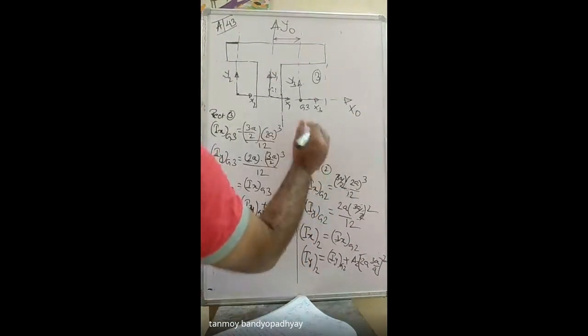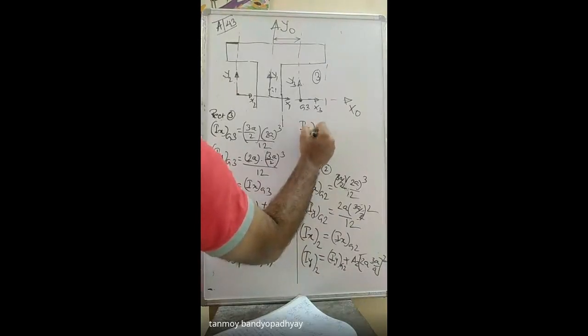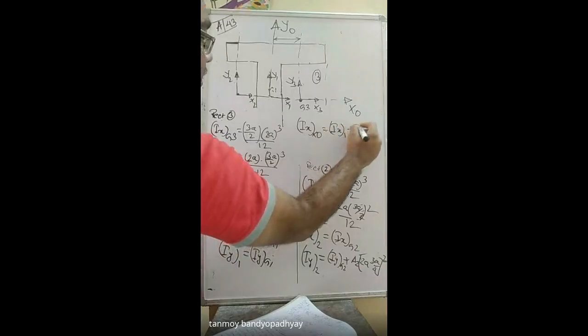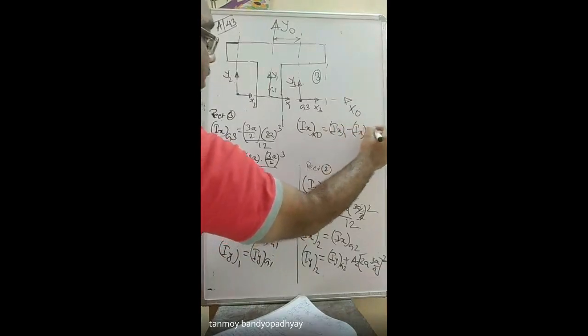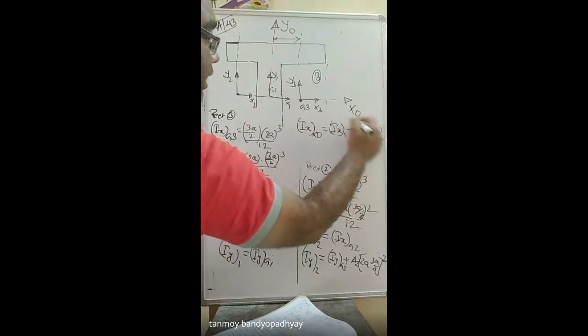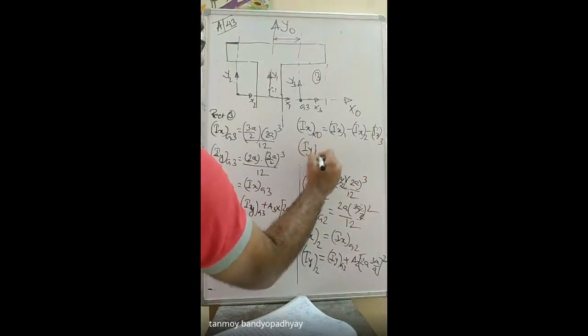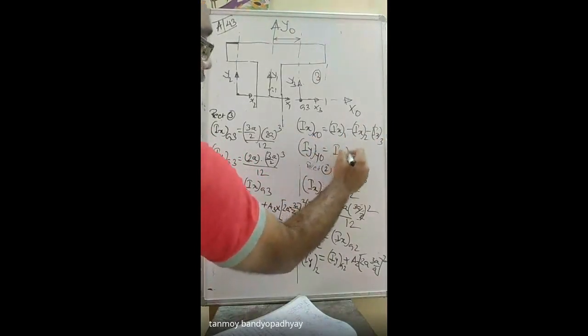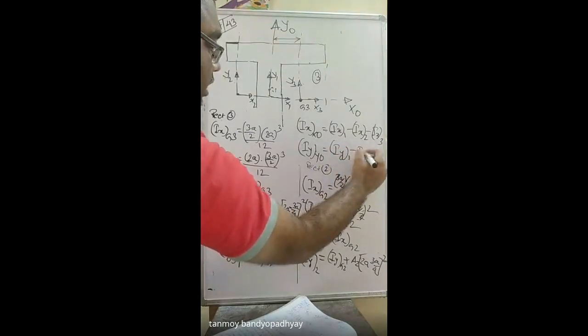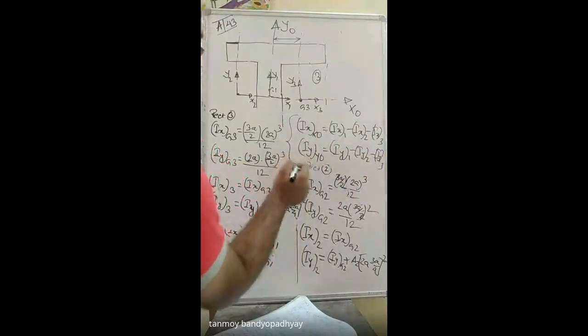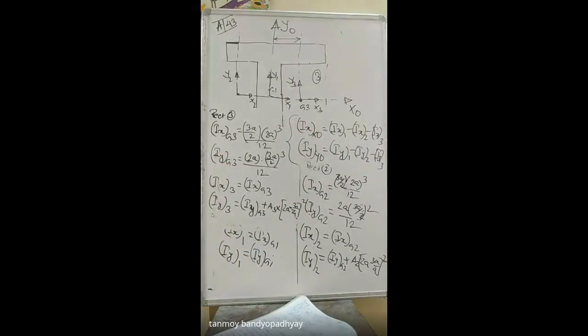So the final expression will be, ix about x0 will be equal to ix1 minus ix2 minus ix3. Since they are cut out, actually they will be subtracted. Similarly, iy about y0 will be equal to iy1 minus iy2 minus iy3. So just calculate and see whether they match with the values you got from the initial calculations. So let's start with the attendance, huh?